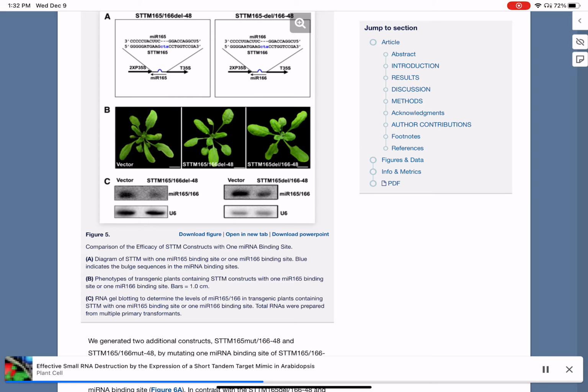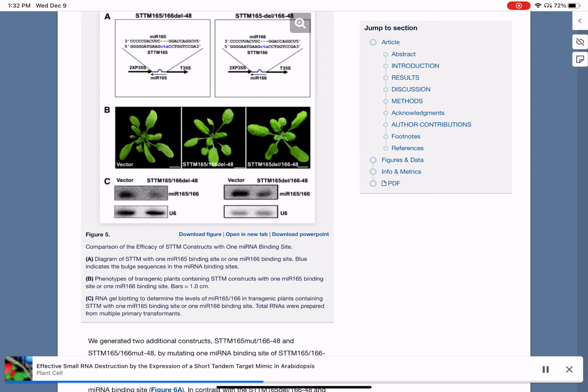We generated two additional constructs, STTM 165-MUT 166-48 and STTM 165-166-MUT48, by mutating one miRNA binding site of STTM 165-166-48 without changing the overall length of the STTM and the spacer. In both cases, miR-165-166 was expected to interact only with the non-mutated miRNA binding site, Figure 6a.